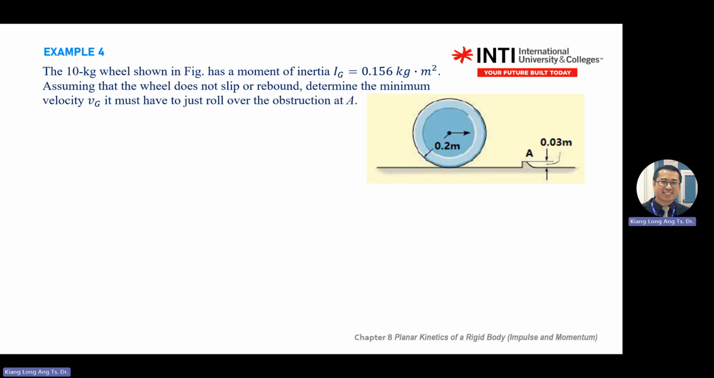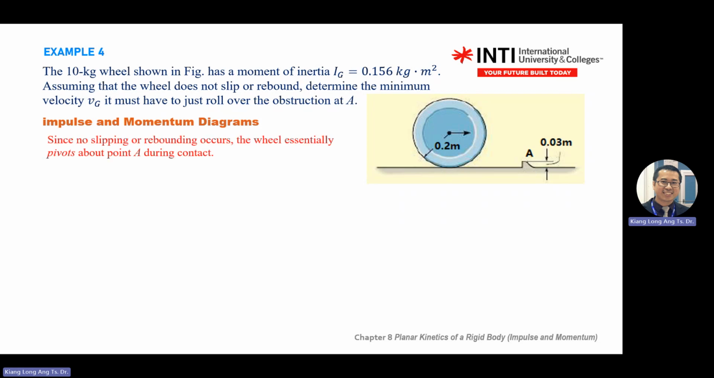Assuming the wheel does not slip or rebound, determine the minimum velocity of the center of gravity, Vg, just to roll over the obstacle A. So you need to calculate the angular momentum, using the impulse and momentum diagram. Because of no slipping or rebound, the wheel essentially pivots about point A during the contact. So it rolls and touches this point, and you want to find the velocity when it goes up from A.